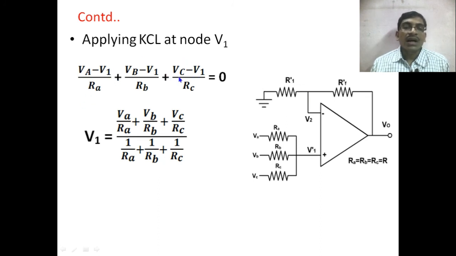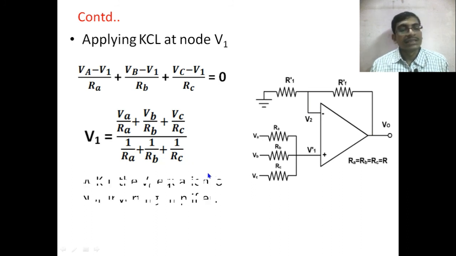So, in all these terms, V1 is there. Therefore, we can take V1 common and rearrange the equation in order to get V1. V1 is equal to VA by RA plus VB by RB plus VC by RC, whole divided by 1 by RA plus 1 by RB plus 1 by RC.